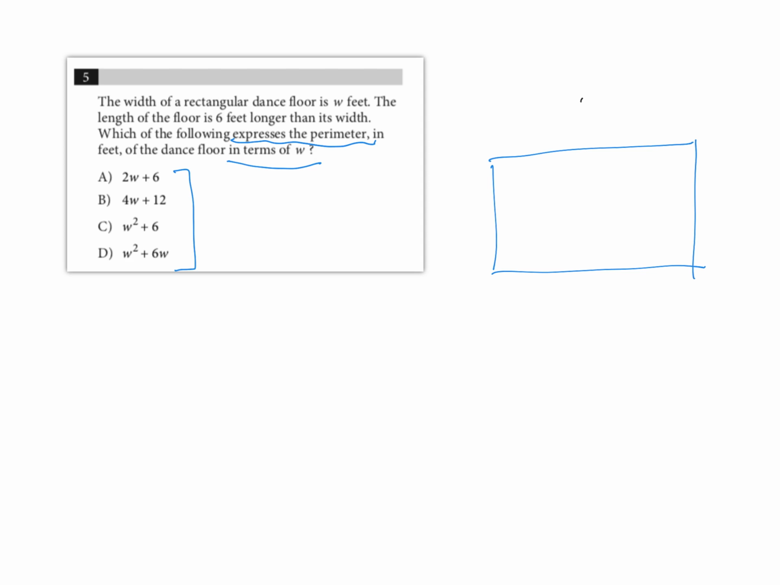So I have my length and my width. And based on seeing the answer choices in the first place, I know that I cannot have length. I've got to somehow replace it. So there's information in the problem to help us.